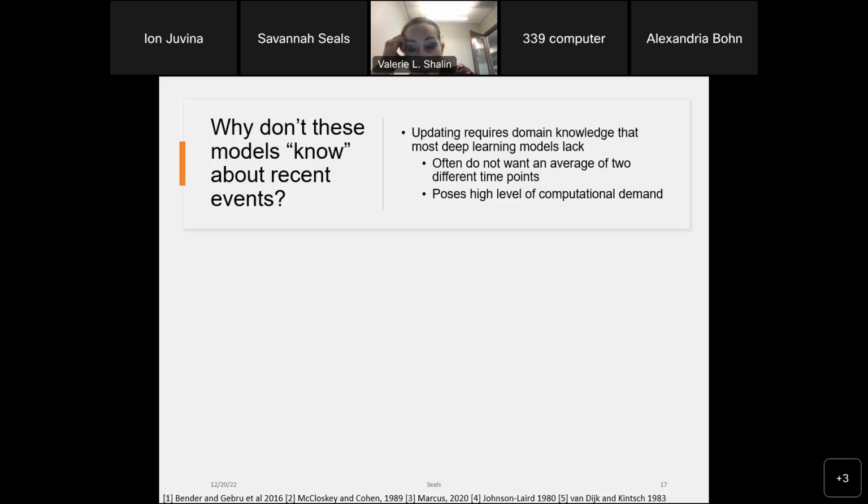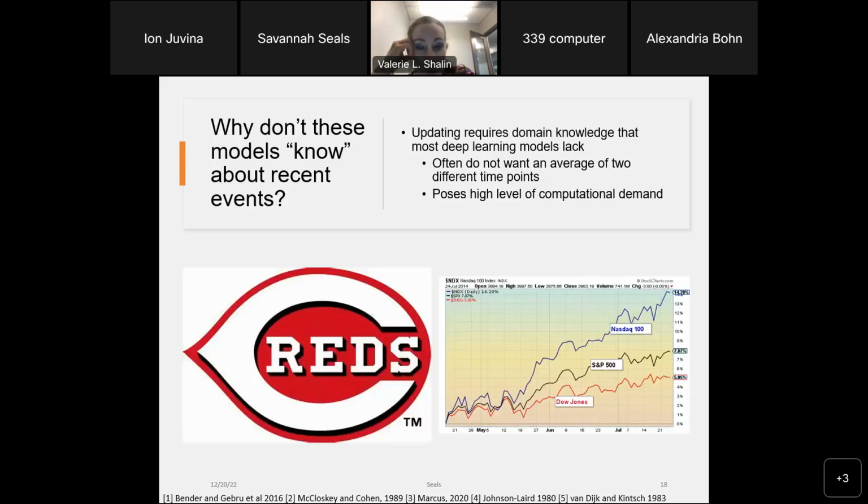And this is also very computationally intensive. So here is an example of domain knowledge. If I want to know who is on the Reds team, I don't need to check that every day, because there are structured times in the season where new players join and old players may leave. However, if you want to know who's currently on the NASDAQ 100 index, you might need to check that every day. That's an example of the extra domain knowledge that you might use to update this kind of data.